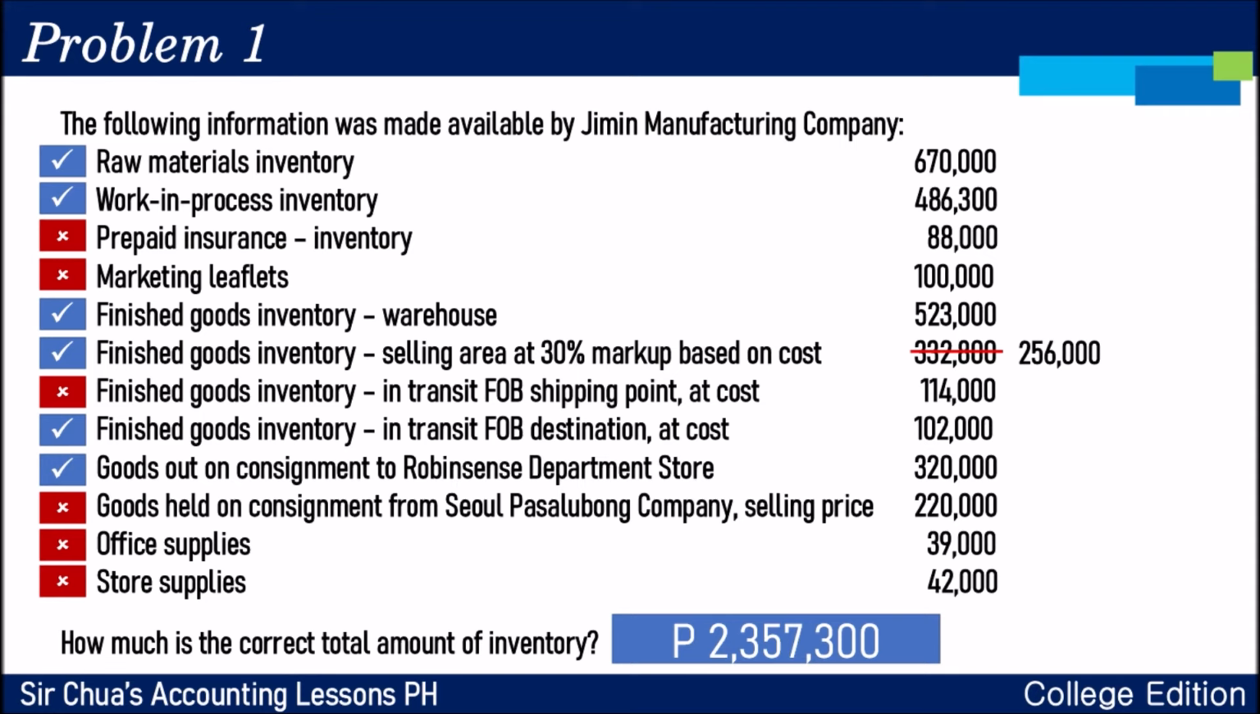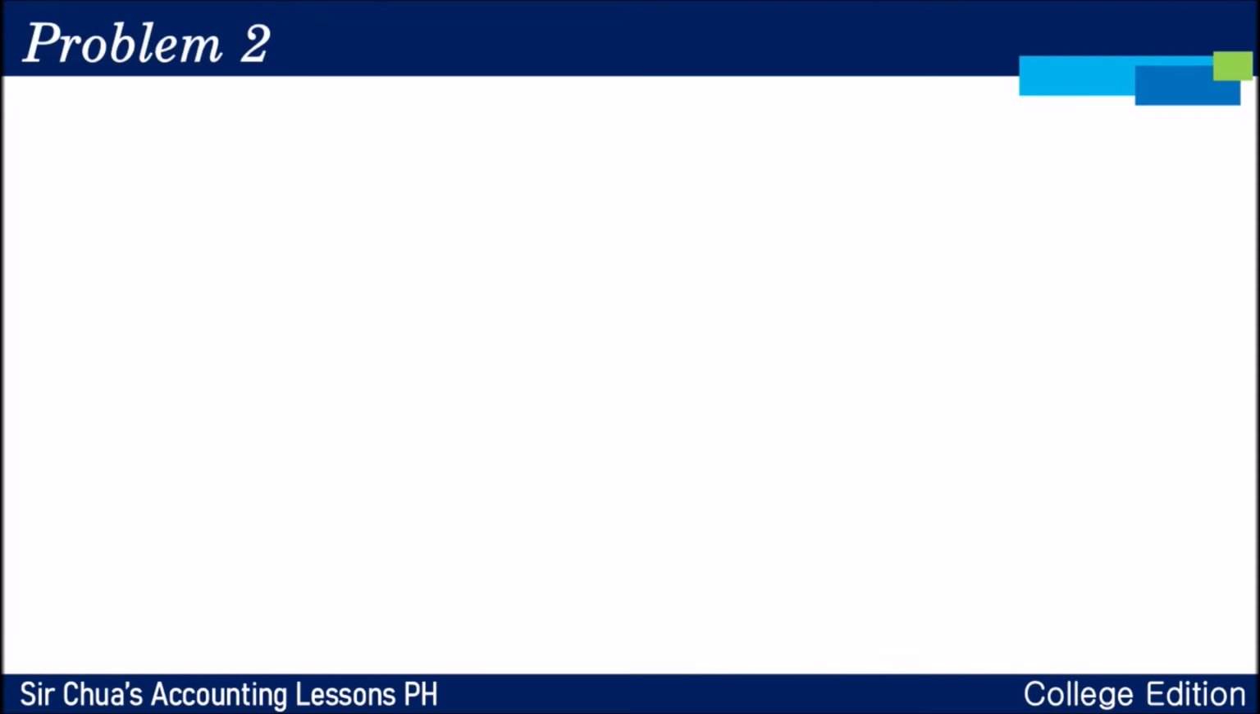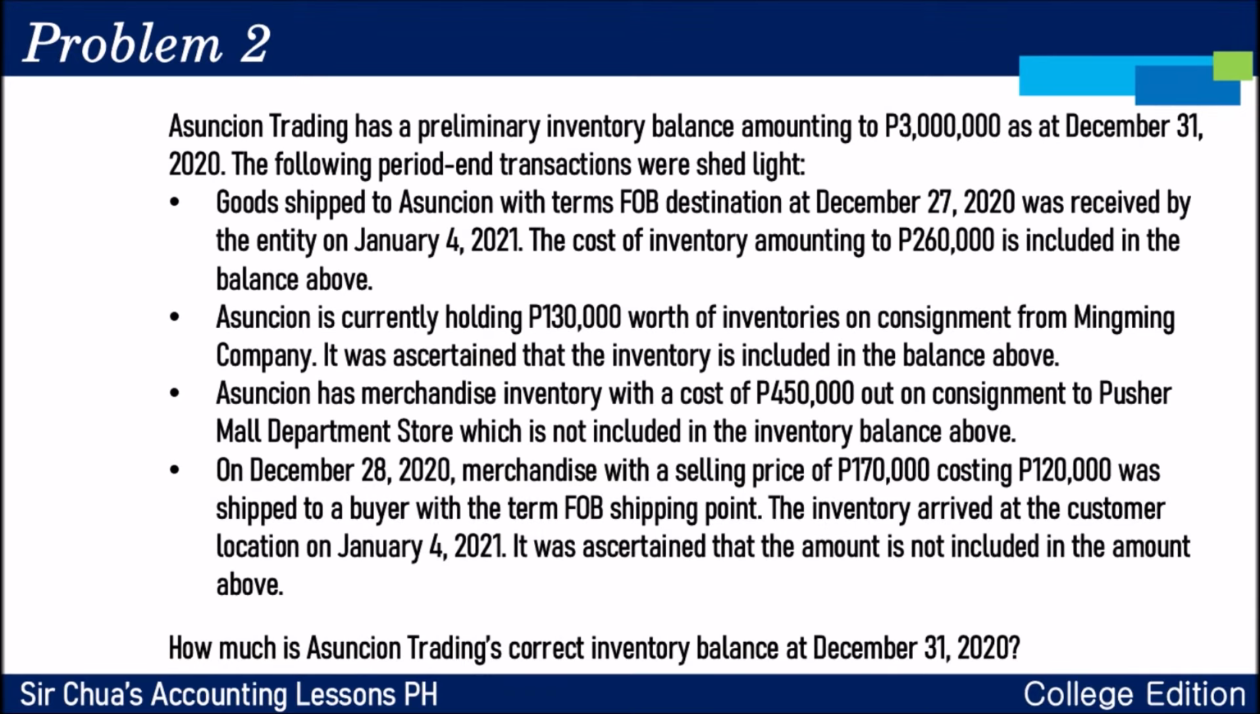Okay. Let's proceed with problem number 2. Asuncion Trading has a preliminary inventory balance amounting to 3 million as at December 31, 2020. The following period and transactions were shed light. Goods shipped to Asuncion with terms FOB destination at December 27, 2020 was received by the entity on January 24, 2021. Ang cost po, 260,000. Kasama daw po dun sa 3 million. Asuncion is currently holding 130,000 worth of inventories on consignment. Galing po kay Mingming Company. Nakasama din daw po dun sa 3 million.